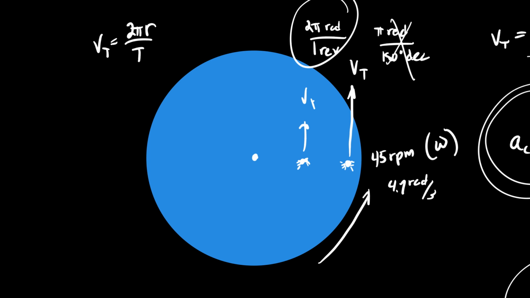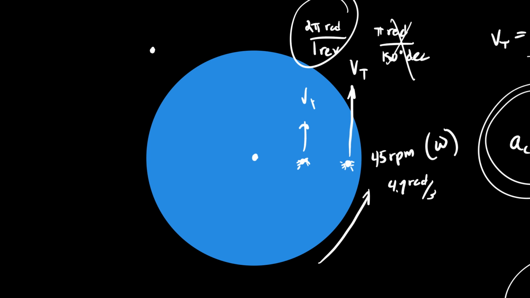I'm going to proceed with the problem now. Everything else was about learning about omega. We haven't really touched the problem. Let's get to the problem. A bug is on a record revolving 45 rotations per minute, which we now know is 4.7 radians per second. The bug is located at a distance 10 centimeters from the center of the record and has a mass of 15 grams. What is the net force required for the bug to stay on the record?